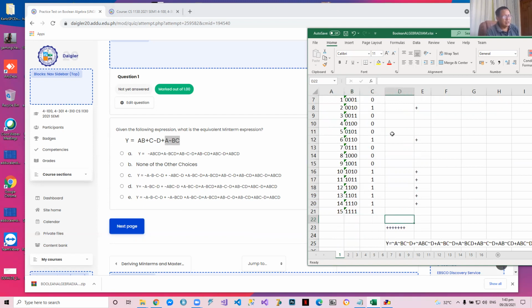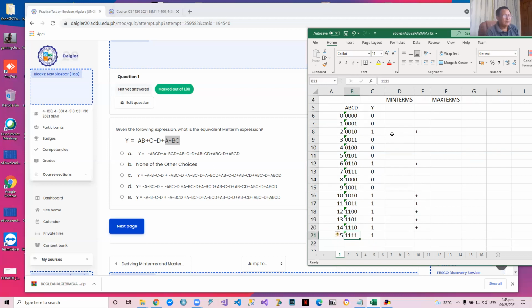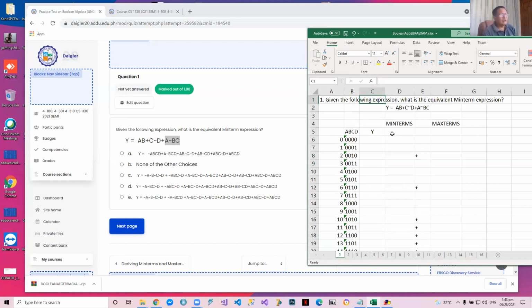Why 15? Because we have 4 variables. So all in all, you will have 16 rows from 0 to 15. So this is 0, 0, this is 1, 2, 3, 4, 5, until you reach 15. 15 is the last count where the actual value is 1, 1, 1, 1. Now, what we'll do is identify the minterms. Given this expression, what are the minterms?